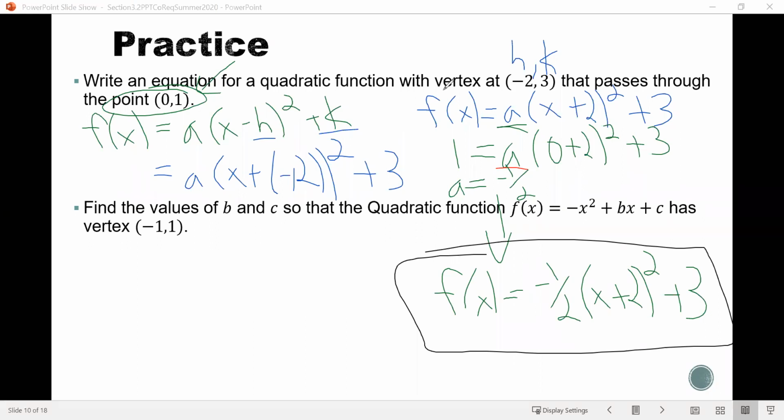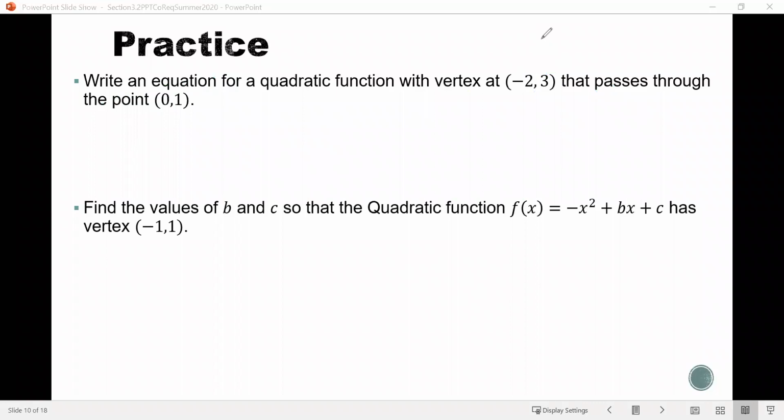Wonderful. Let's look at the second one now. So here we're asked to find the values of b and c so that the quadratic function f of x equals -x squared plus bx plus c, so there's our b and c, has the vertex -1, 1. And again, these are going to be our values for h and k because that's the vertex. So we have to find b and c here.